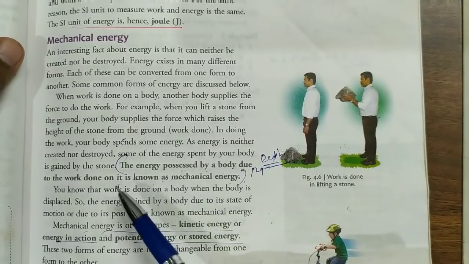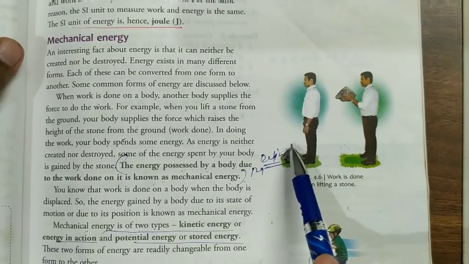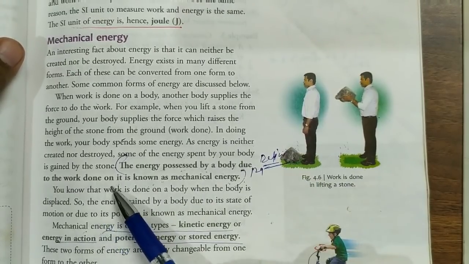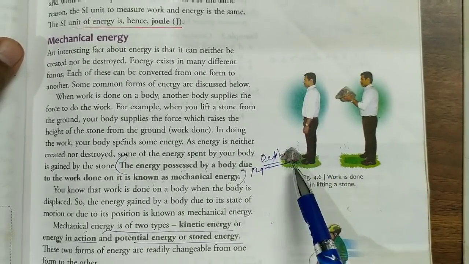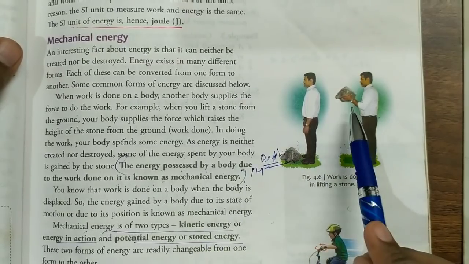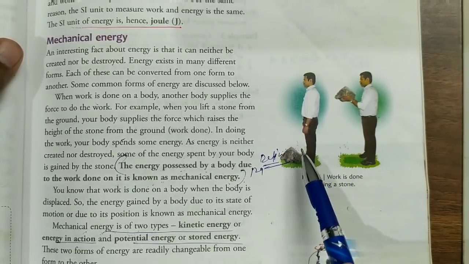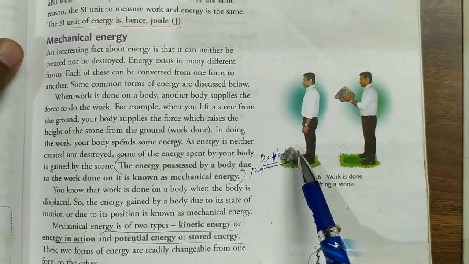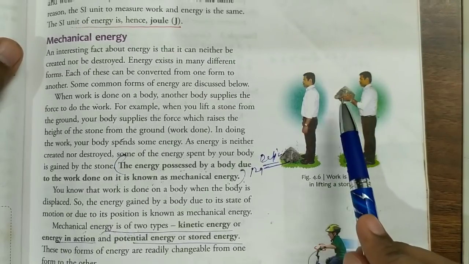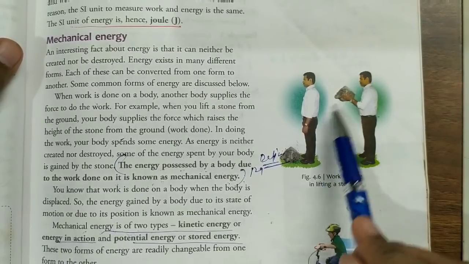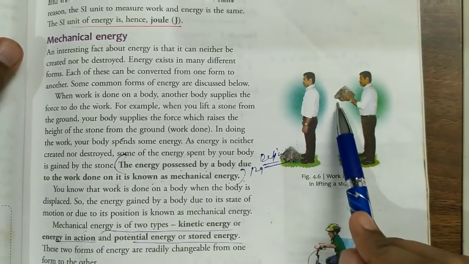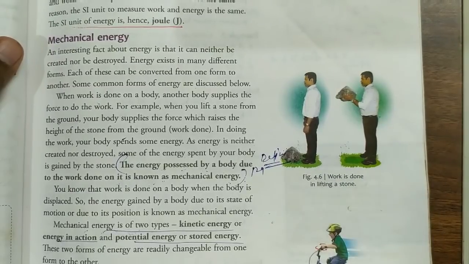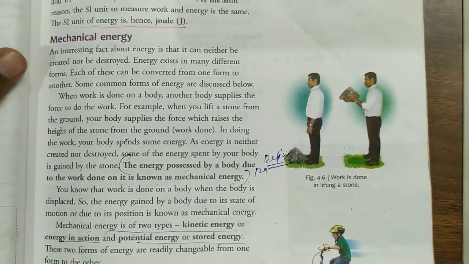So the energy possessed by a body, here the body is the stone, due to the work done on it by the man is known as mechanical energy. Right? So when the man does work on the stone, meaning when the man applies force on the stone and changes its position, some energy of the man has got transferred to the stone, and this energy which has been transferred to the stone is known as mechanical energy. I hope, children, I am clear to you.